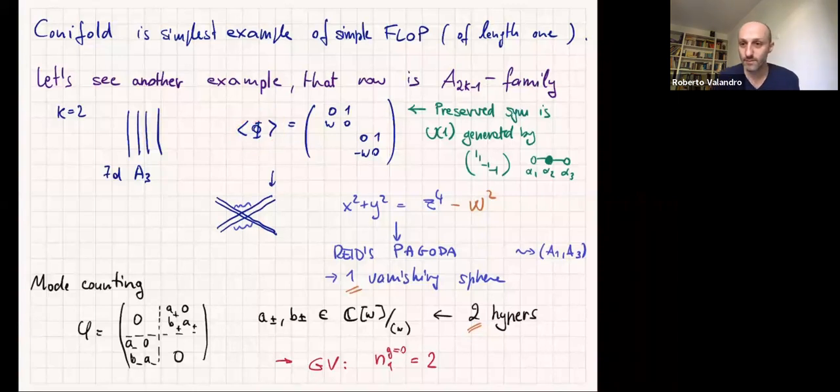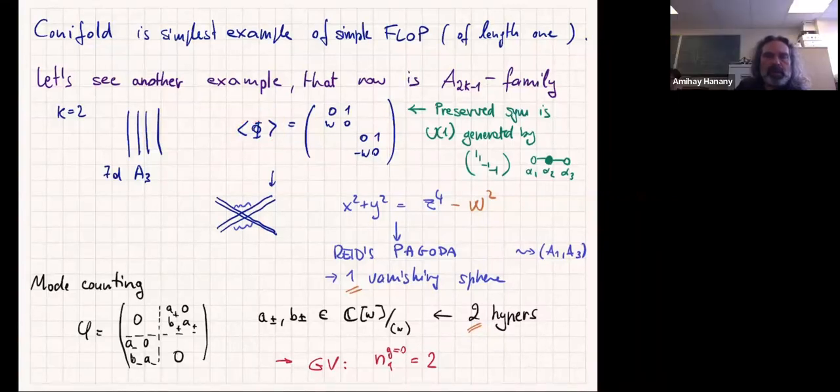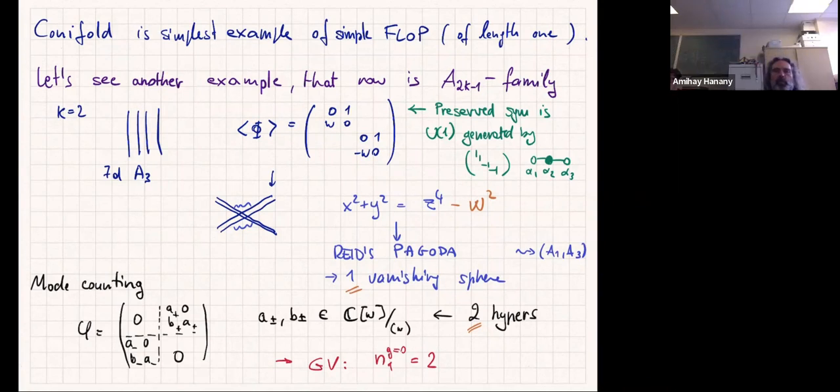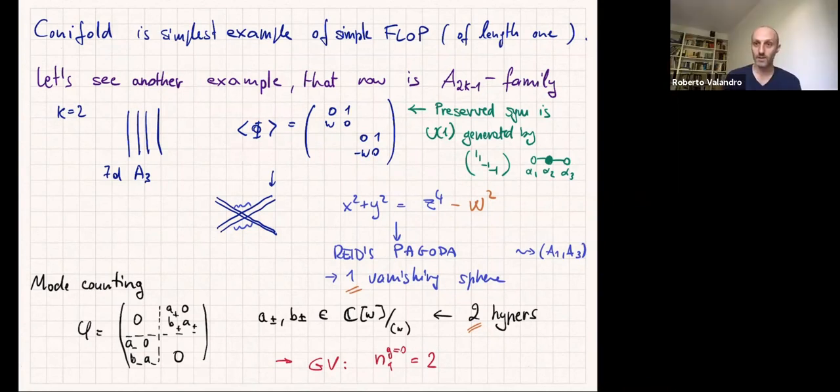Yes. So is it the case that you have 4 hypermultiplets in this case? You have 2. I mean, you have 2 hypermultiplets actually. I will tell you why in a moment. It's 2. You're telling me 2 hypermultiplets, yes. The conifold was 1, and here we have 2.